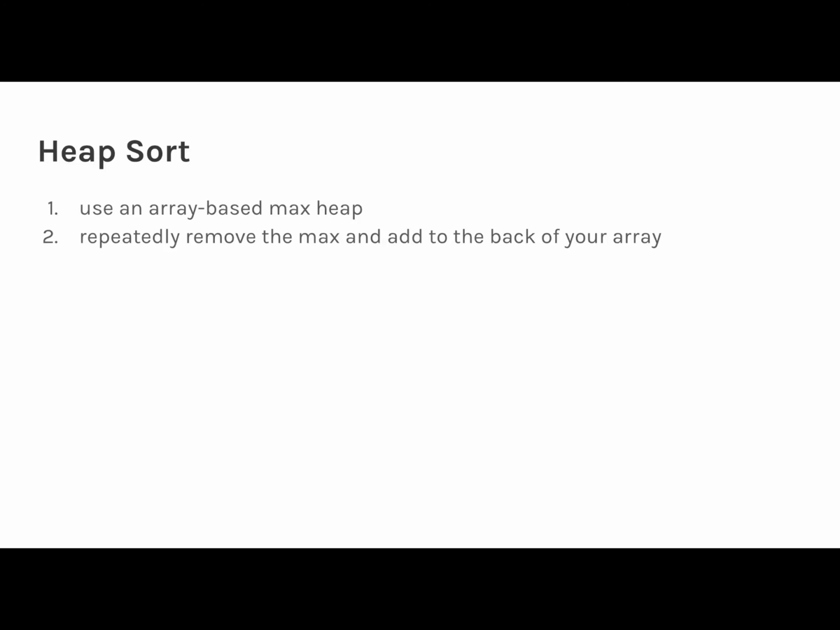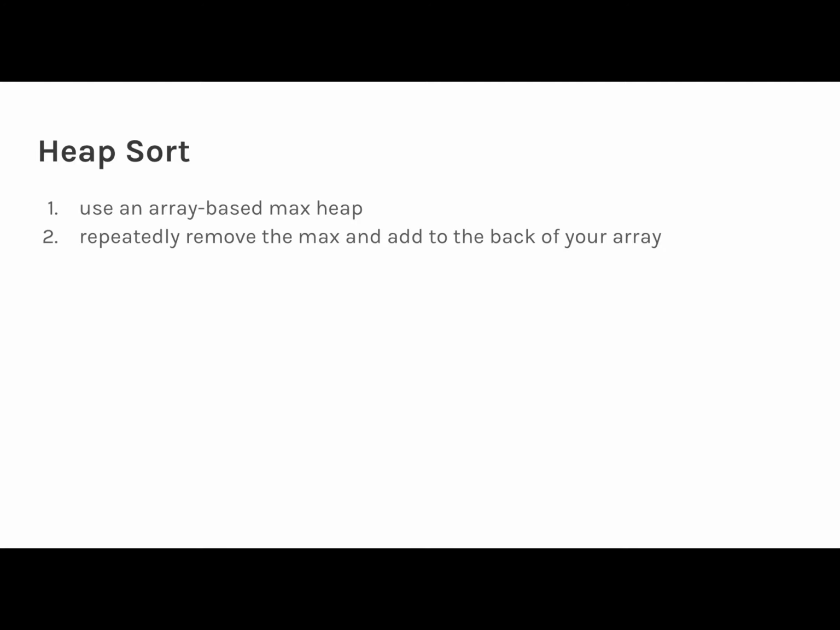So the difference between this and tree sort is that with a tree sort, you need a separate data structure for your binary search tree. Whereas with a heap sort, if you recall, we implemented heaps using an array. So you can actually just convert the array that you're trying to sort into a heap, and then you can sort it entirely in place.